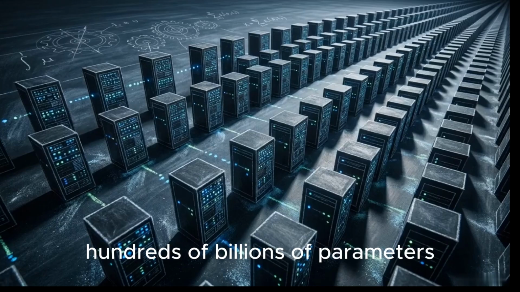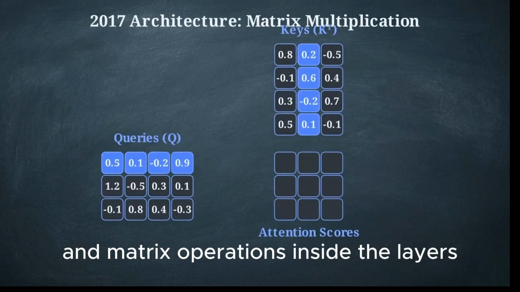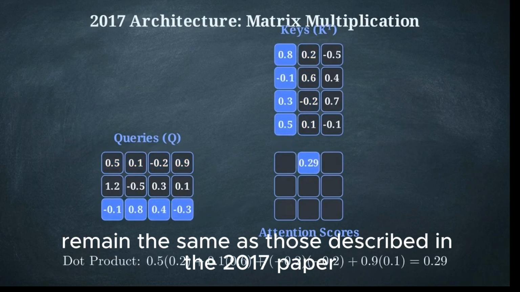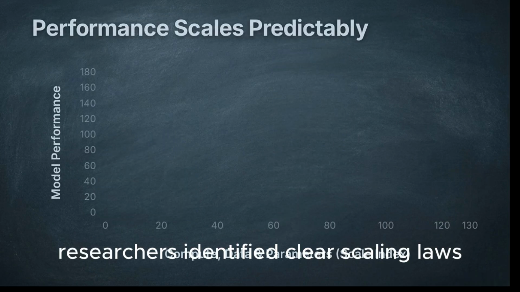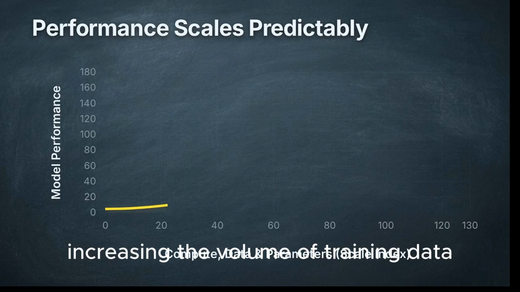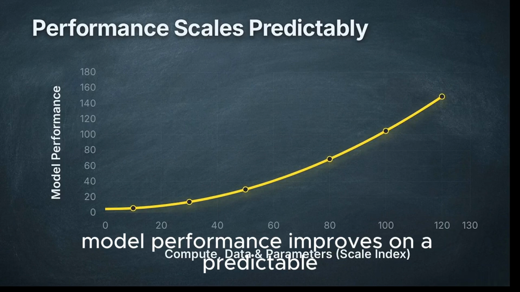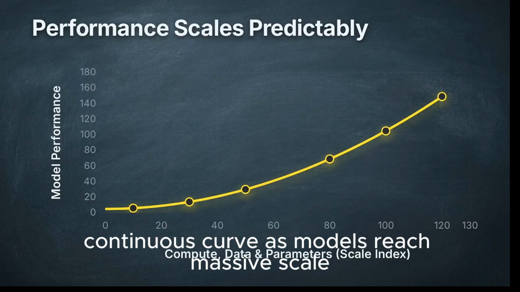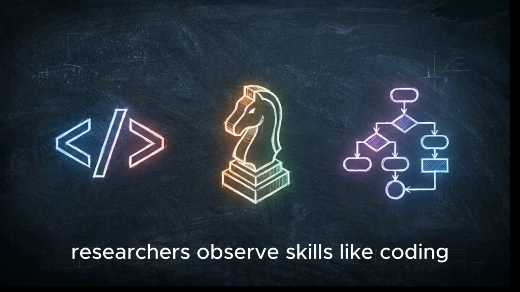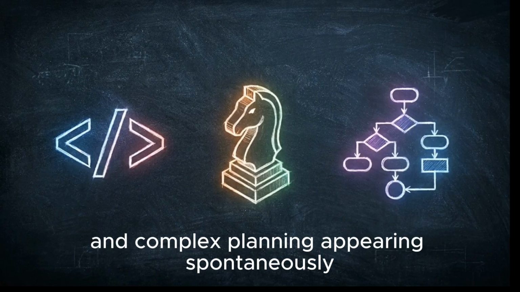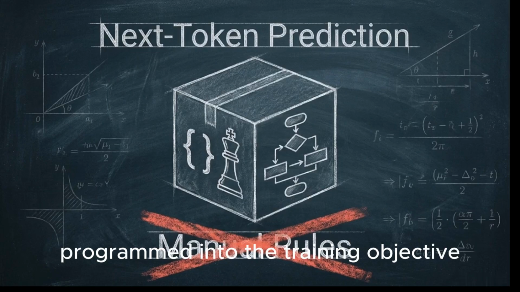Modern systems deploy hundreds of billions of parameters. However, the fundamental dot products and matrix operations inside the layers remain the same as those described in the 2017 paper. Researchers identified clear scaling laws. By systematically increasing the volume of training data, the parameter count, and the compute power, model performance improves on a predictable, continuous curve. As models reach massive scale, researchers observe skills like coding, logical reasoning, and complex planning appearing spontaneously, despite these tasks never being explicitly programmed into the training objective.